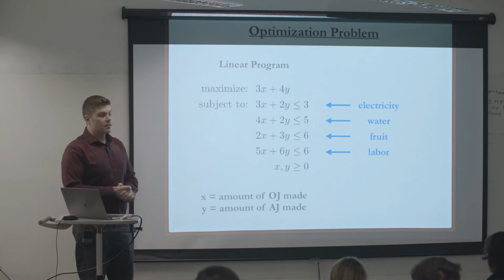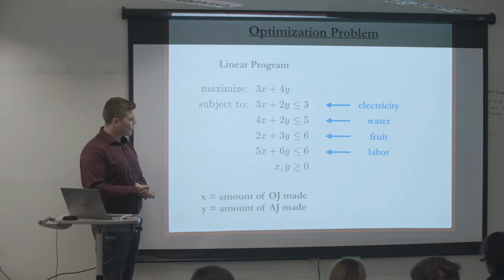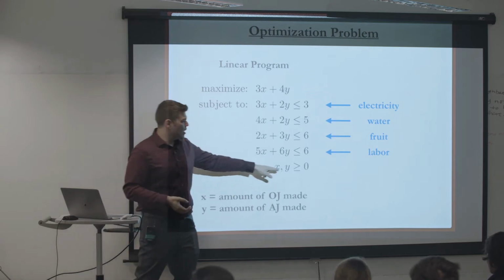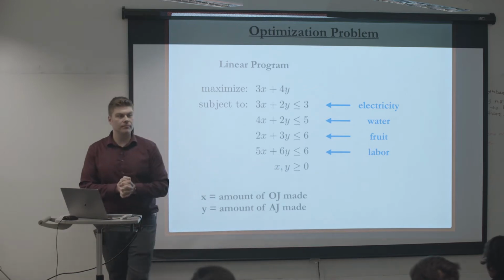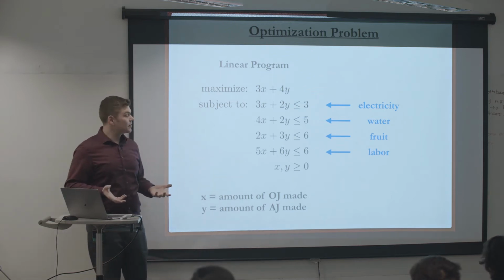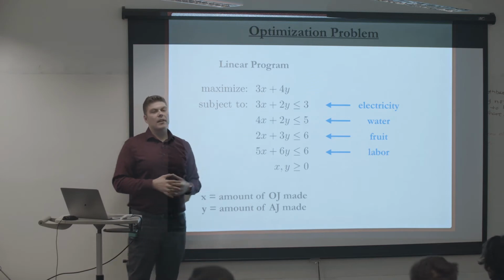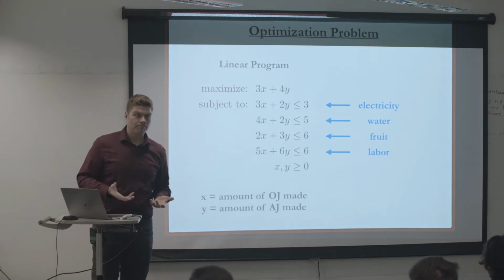Okay? So this is called a linear program. It's a very particular kind of optimization. What we're going to do is let x and y be the amount of orange juice and apple juice you make. Okay? And these are non-negative because we're only going to make a non-negative amount of juice. And this was the formula that I had before, 3x plus 4y. This is the amount of money you'll bring in.